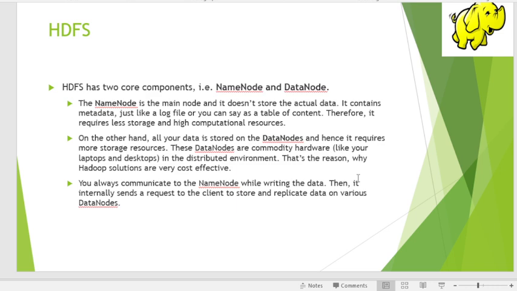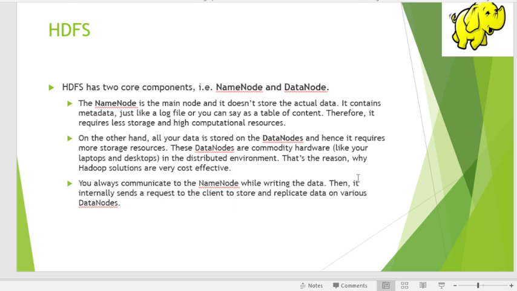HDFS has two core components, that is name node and data node. The name node is the main node. It is a master node and it does not store actual data. It contains metadata, just like a log file or the table of contents. Therefore, it requires less storage and it has high computational resources.